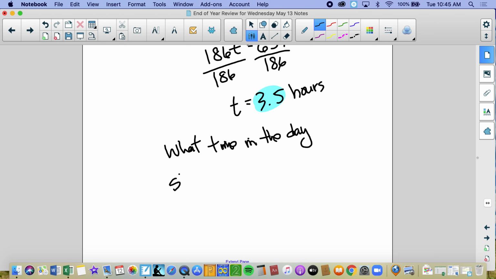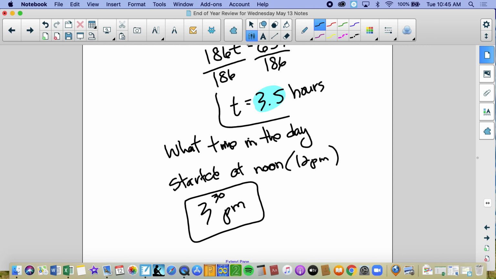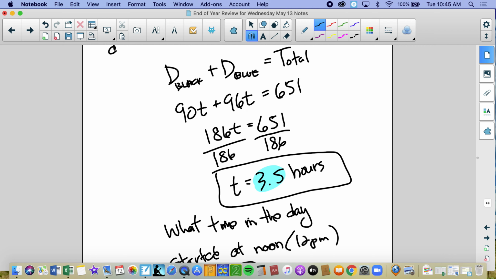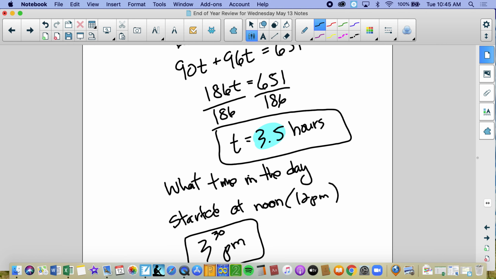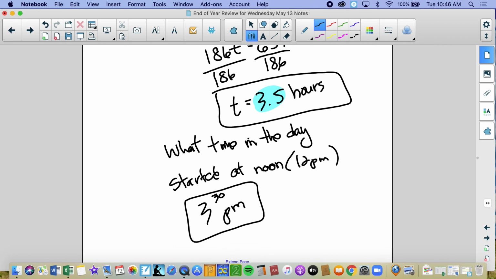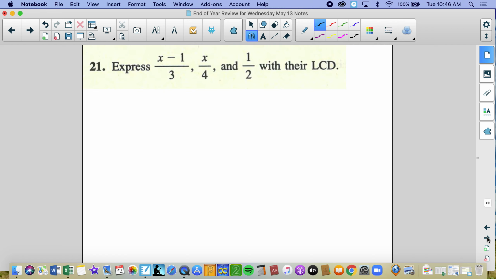Well, if they started at noon, that means 12 p.m. What is 3.5 hours? Well, that would be 3:30 p.m. is when they would meet. This is the correct answer, 3.5 hours, because it asked how long will it be before the trains meet. But oftentimes in problems, you'll see them ask this question, what time of the day did they meet? So that would be at 3:30 p.m. Very interesting. And the last problem, let's do.